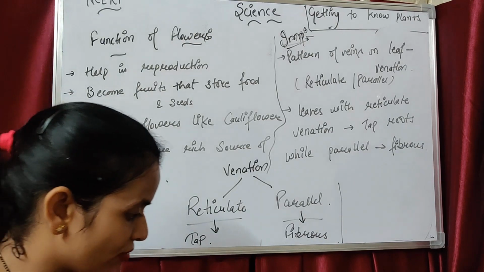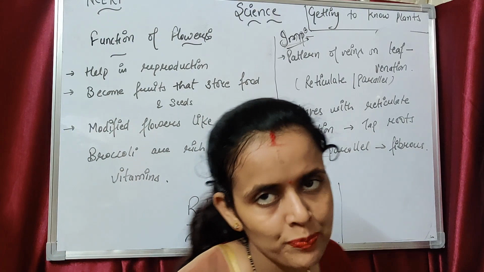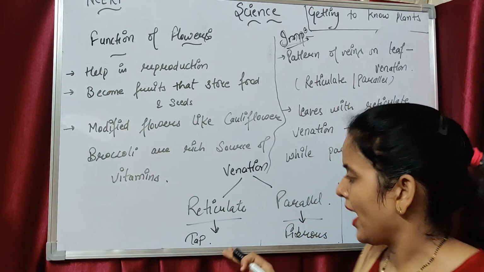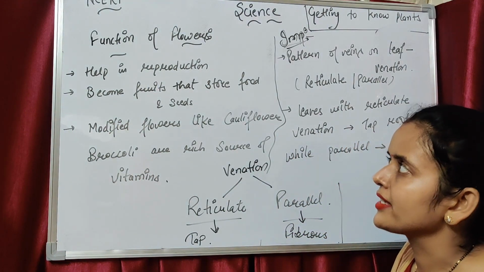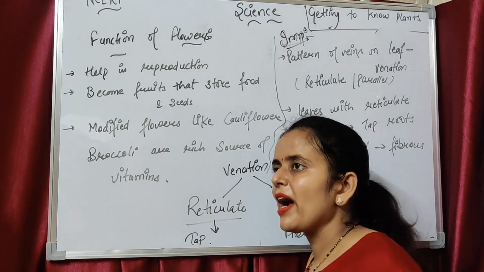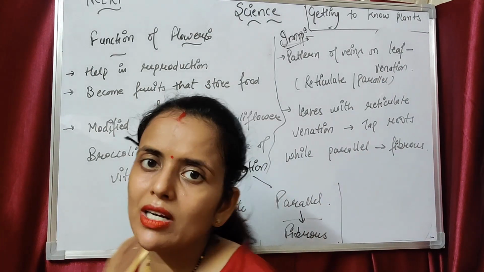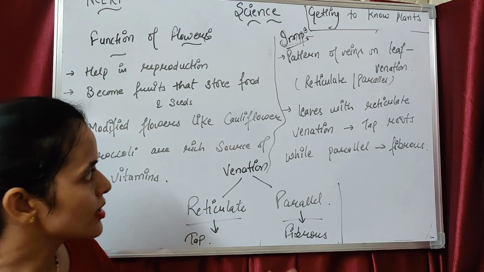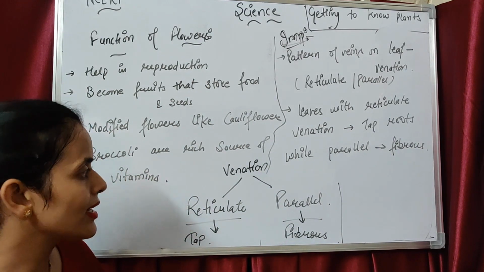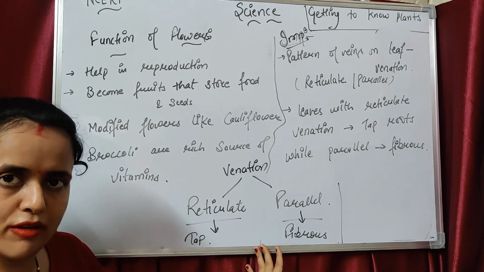So next part is the parts of a flower. Functions clear? And after the functions of parts of the plants, next is the parts of the flower. So parts of a flower is a lengthy topic. We will discuss it tomorrow. So for today, this is enough for us.